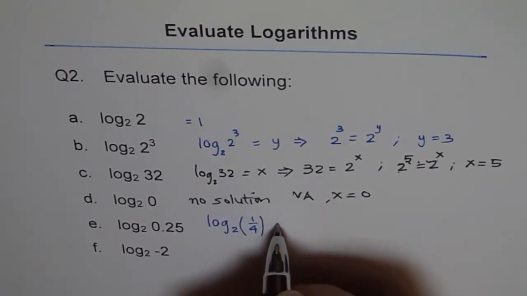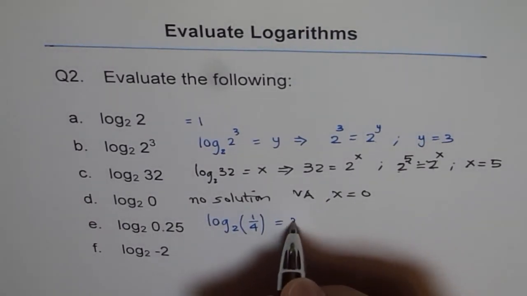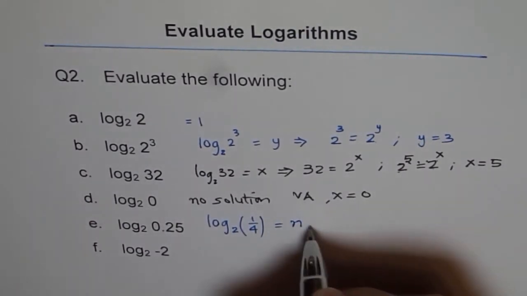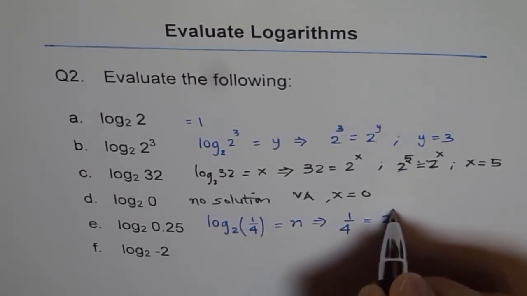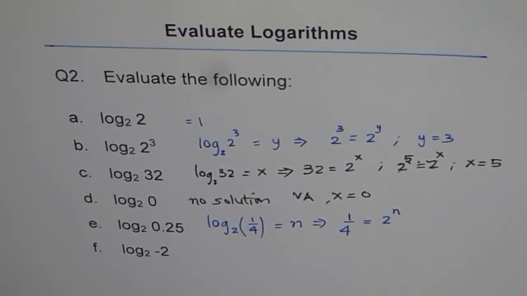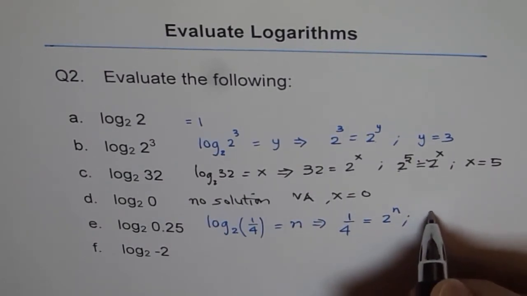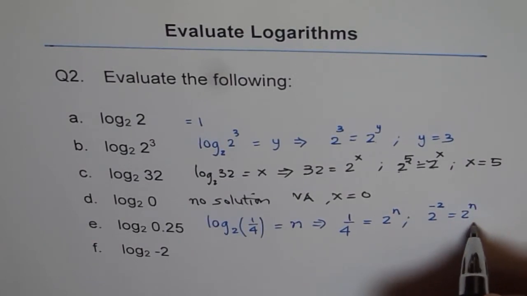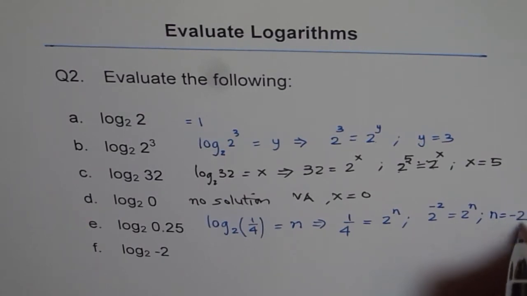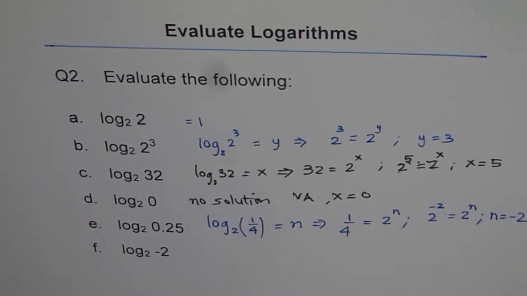So let us say that this is equal to some number n, right? In that case, we can write 1 over 4 is equal to 2 to the power of n. Now 1 over 4 can be written as 2 to the power of minus 2, right? Equal to 2 to the power of n, and therefore n is equal to minus 2. So we get n equals minus 2. Do you see how we found the answer, right? So that is how simple calculations are done to evaluate logarithms, correct?